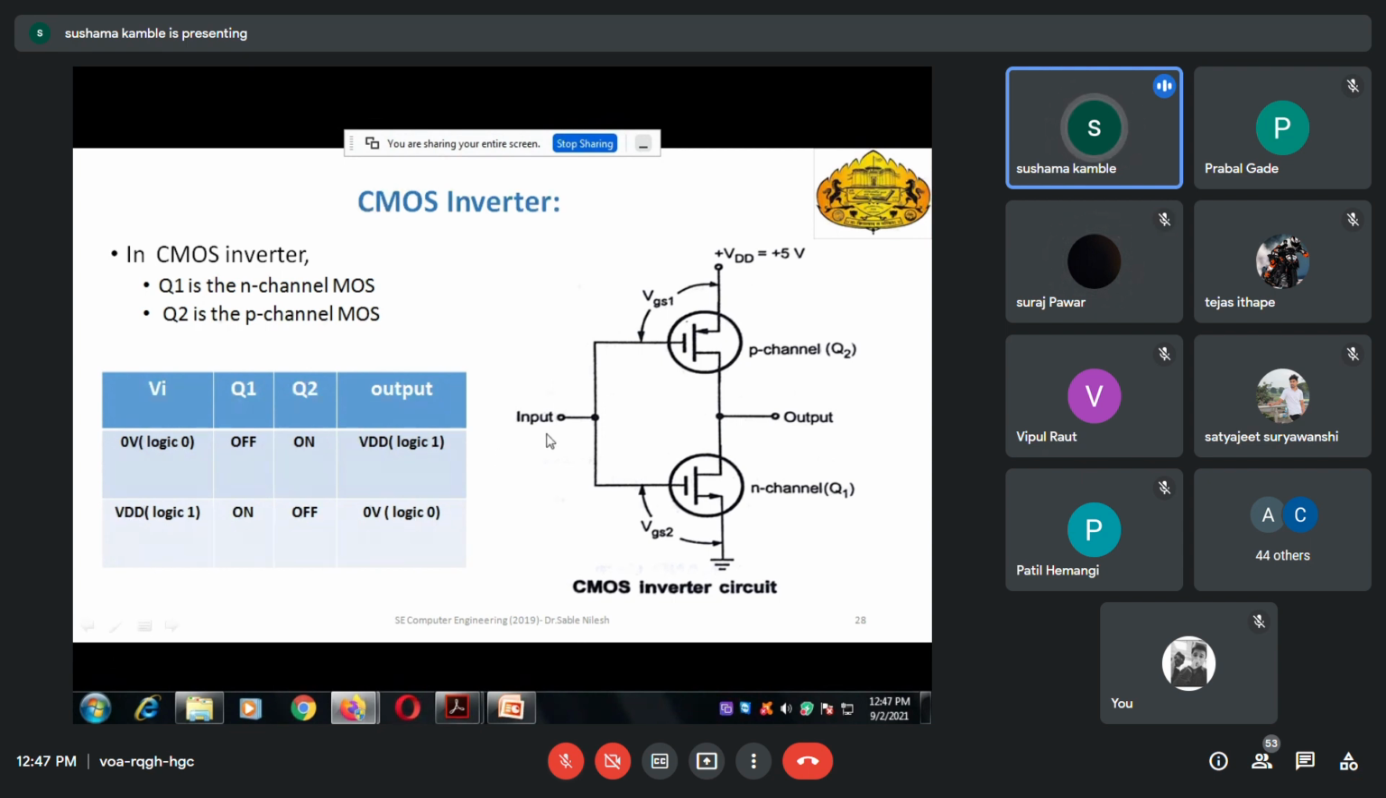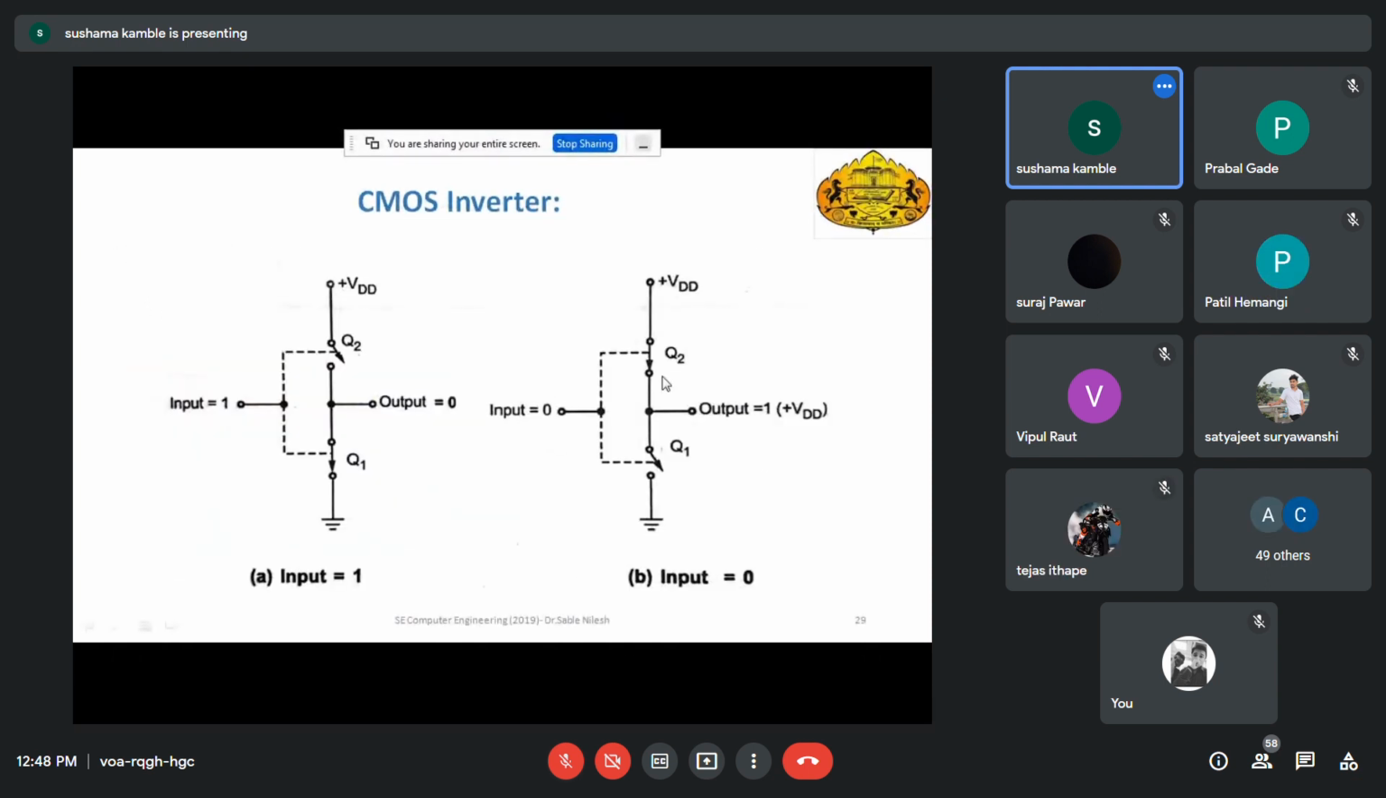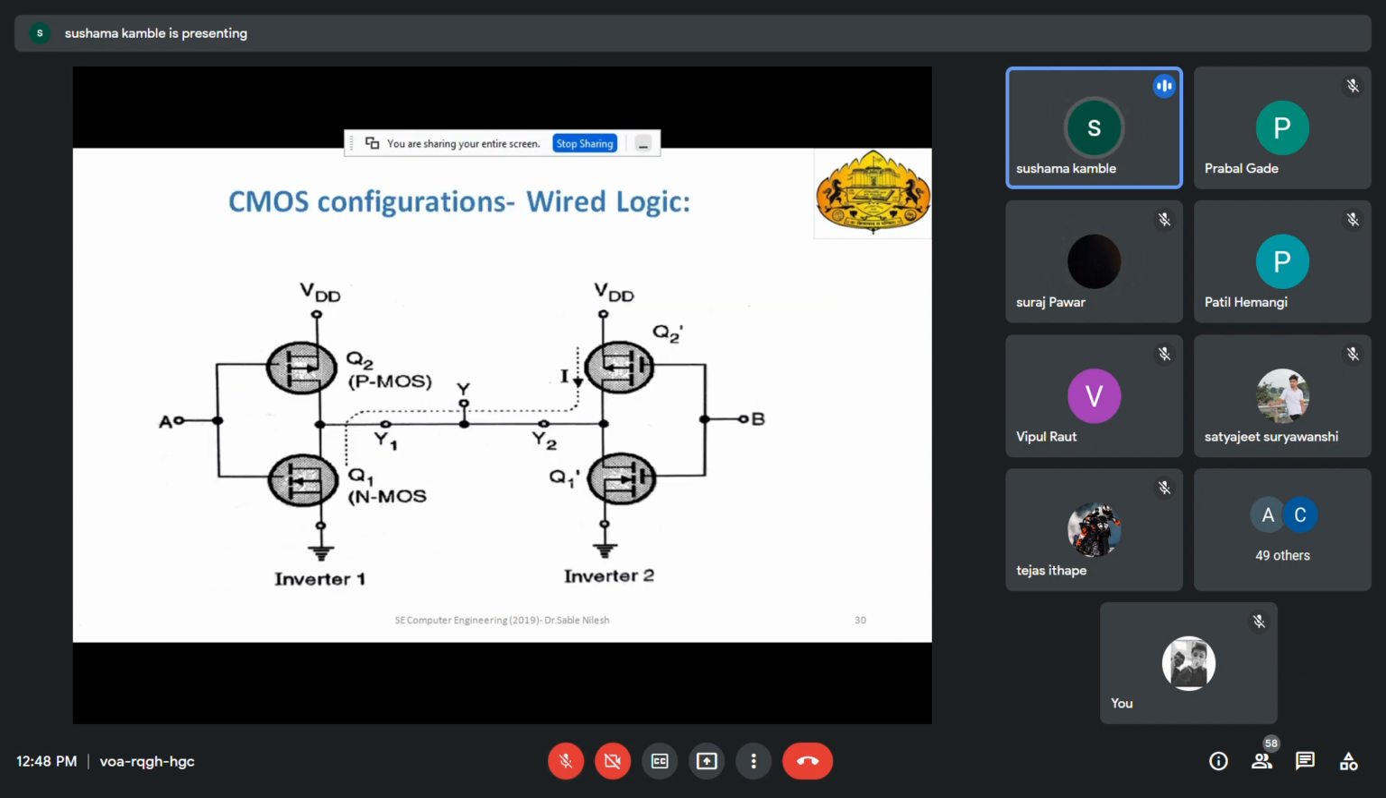Now, when the input is 1, which transistor will be on? N channel. That is, Q1 will be on. Here it is written, and Q2 will be off as it is connected to the ground. So the output voltage will be 0 volt or logic 0. This is shown like a switch when the input is 1 and when the input is 0.